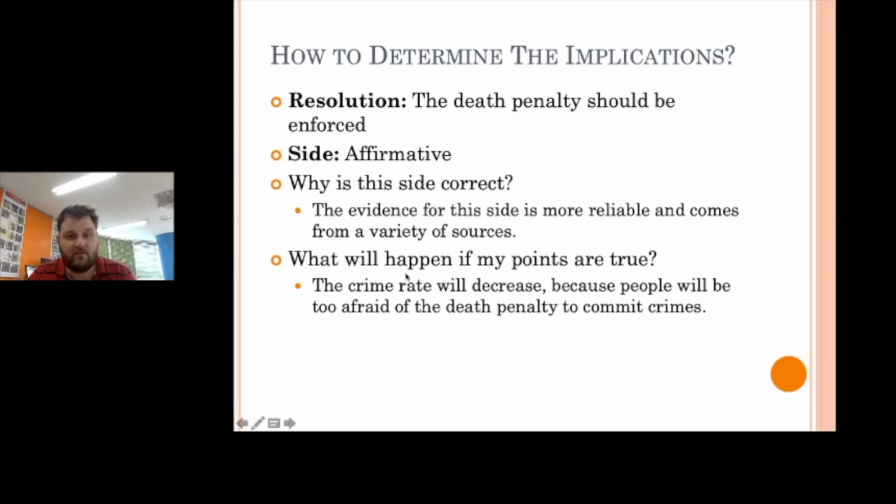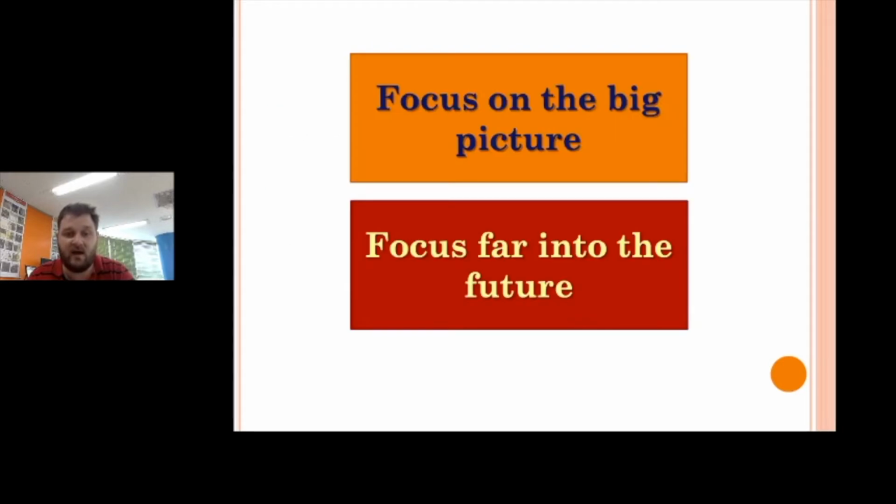So far into the future, crime rate will decrease because people will be too afraid of the death penalty to commit crimes. So a murder will happen, and then it will go all over the news, all over SBS News, that the person who commits the crime will be sentenced to death. People will be too scared to commit that crime because they don't want to die.